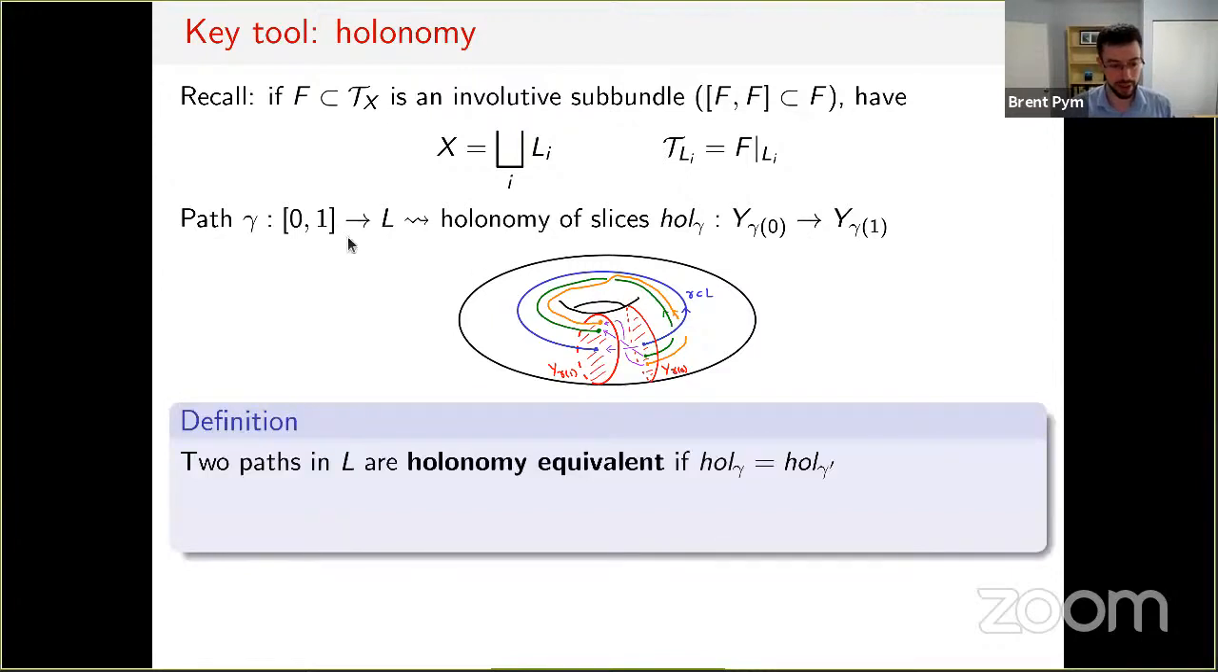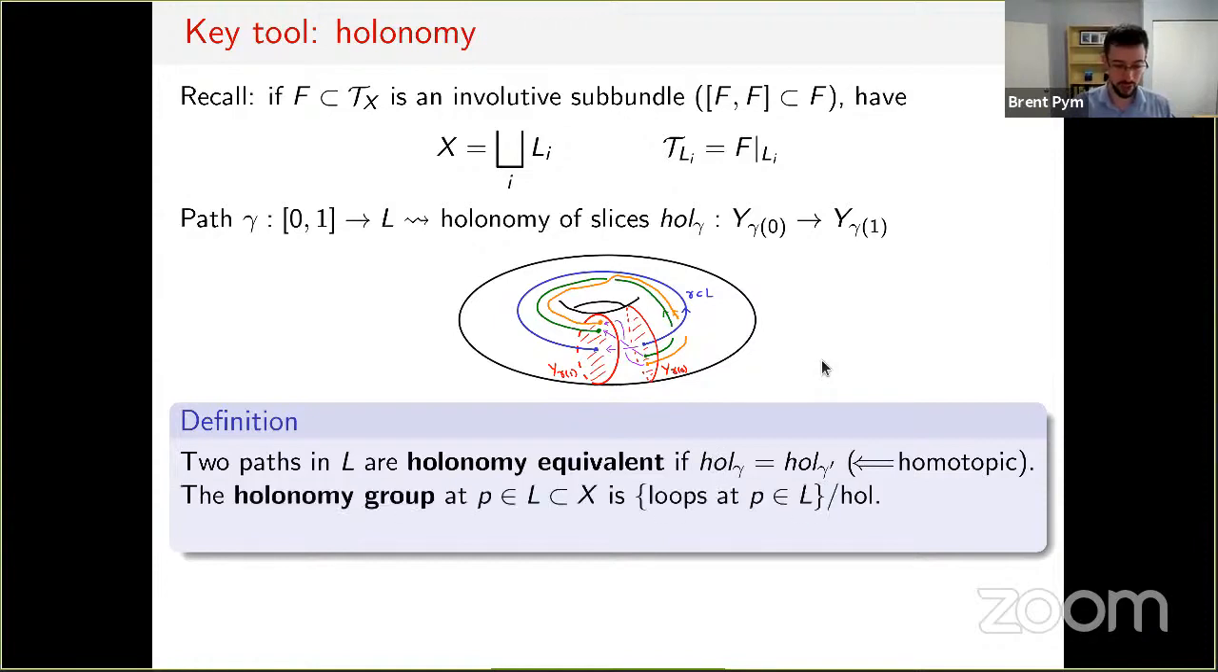And two paths are said to be holonomy equivalent if they induce the same holonomy transformation. Now, this is automatic if the paths are homotopic to one another inside this leaf. But in general, you could have two non-homotopic paths which still have the same holonomy. And then, just like the fundamental group is the homotopy classes of loops, the holonomy group is the holonomy classes of loops. Okay, so these can be composed in the usual way.